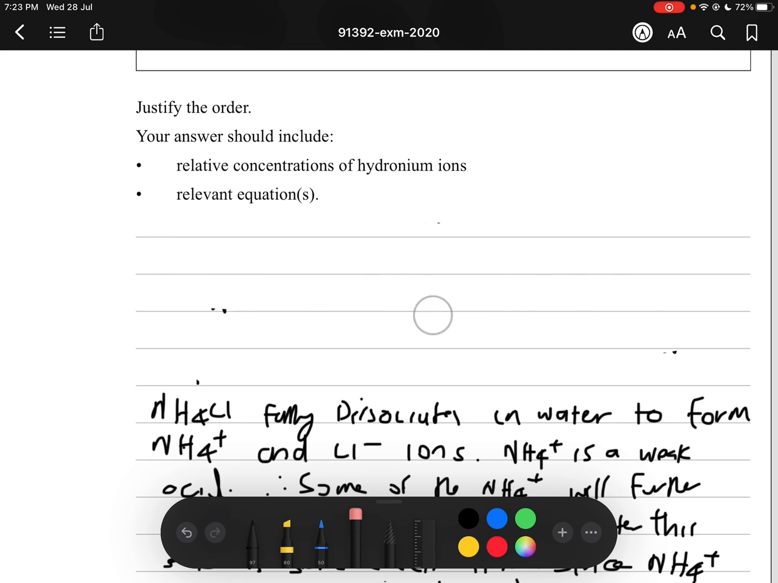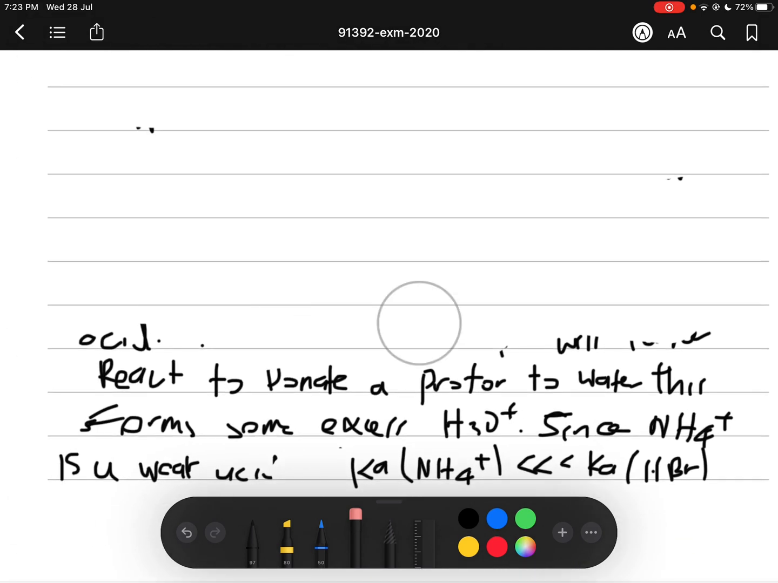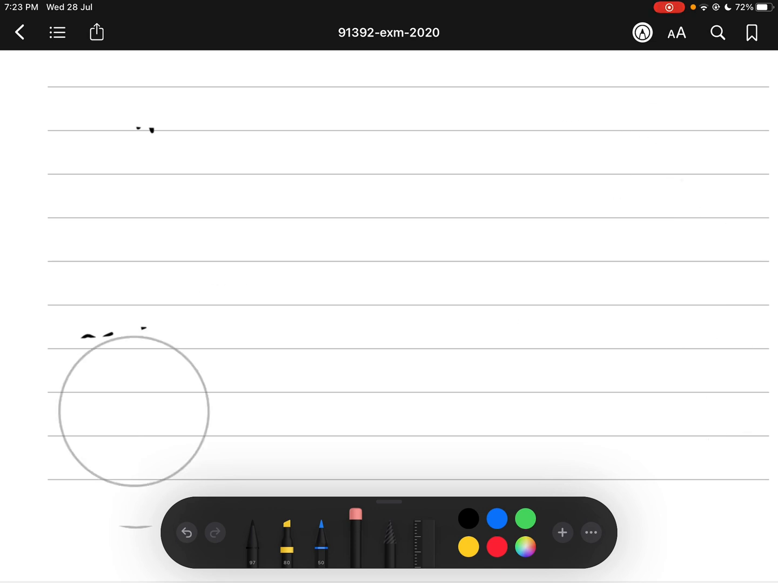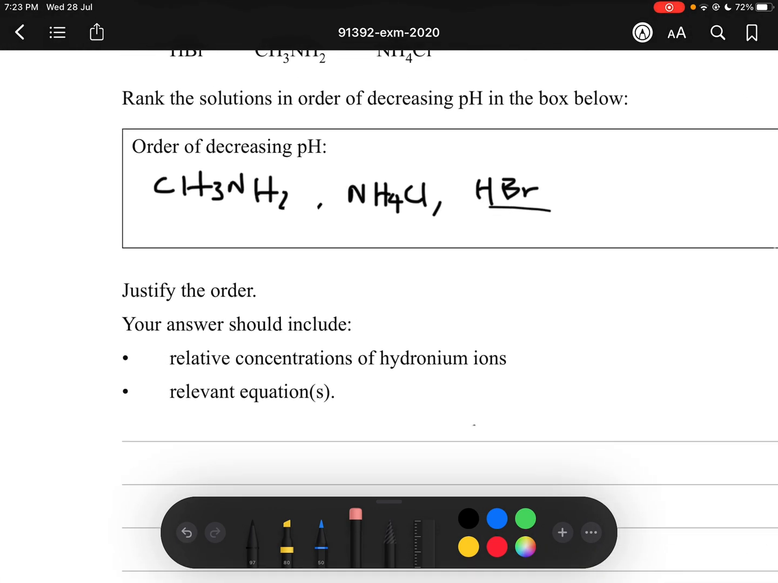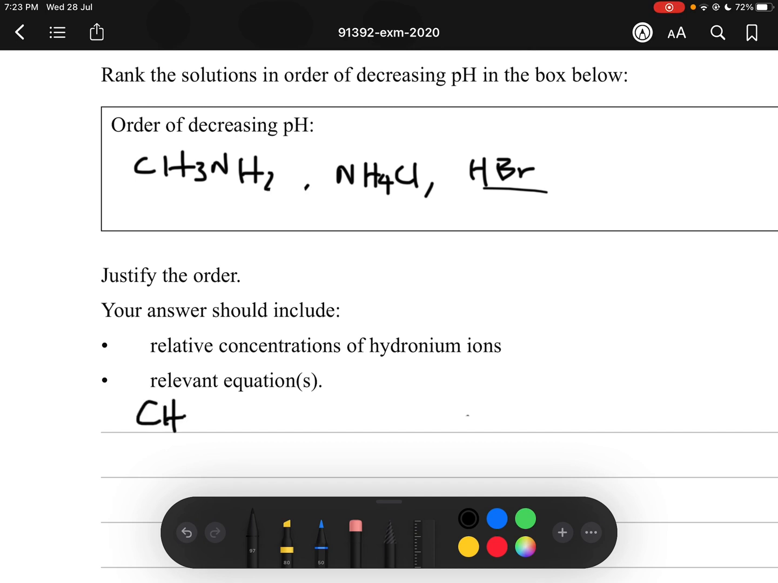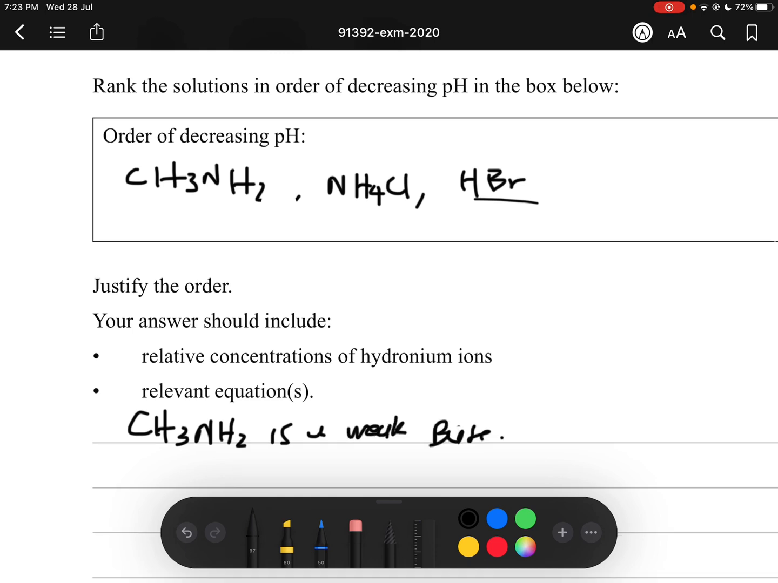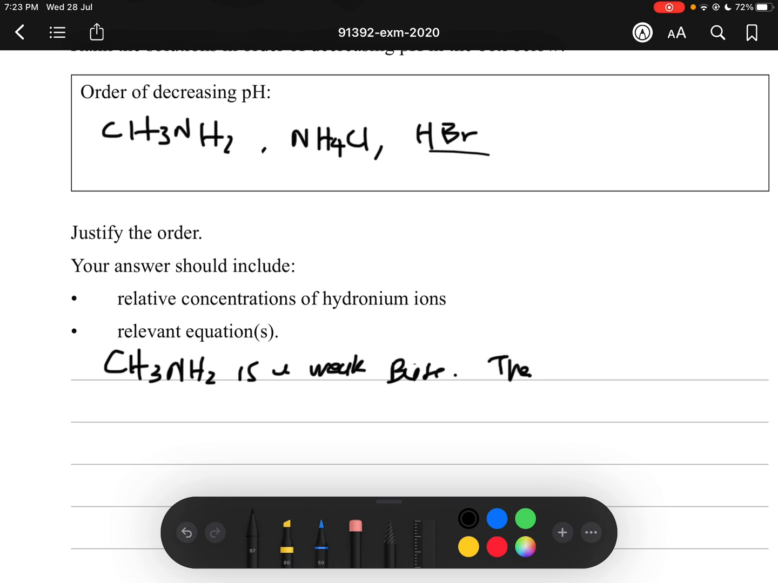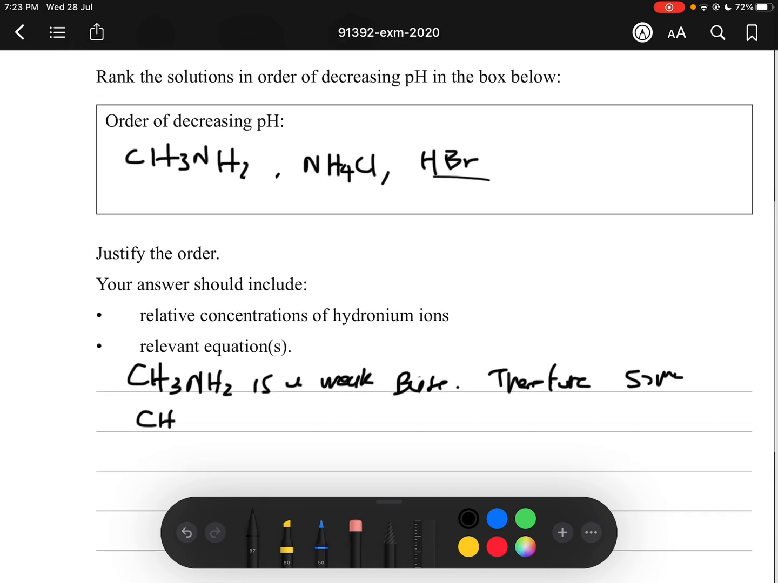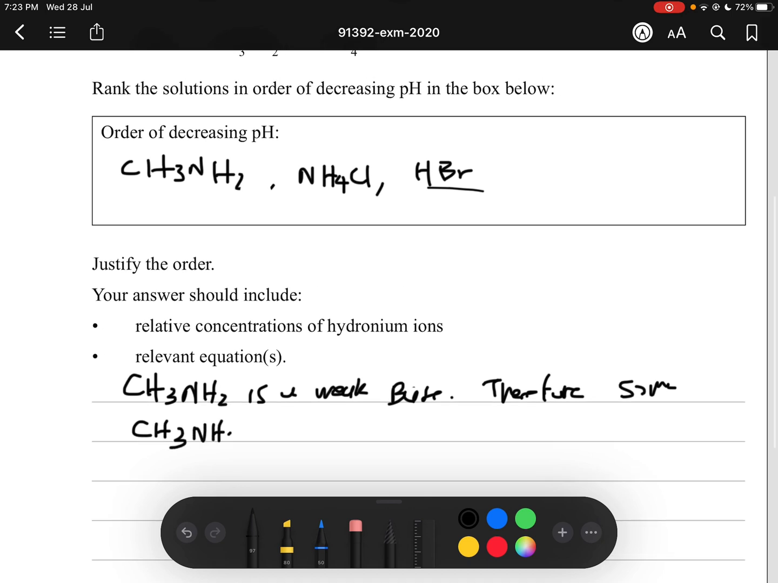And if we look at the weak base, let me just start again, write everything out here. All right, so finally we're going to look at our base, which is CH3NH2. We're going to say that CH3NH2 is a weak base, so therefore some of it will react with water.